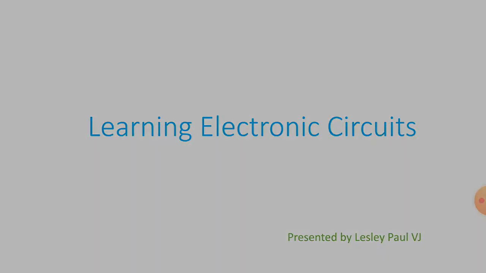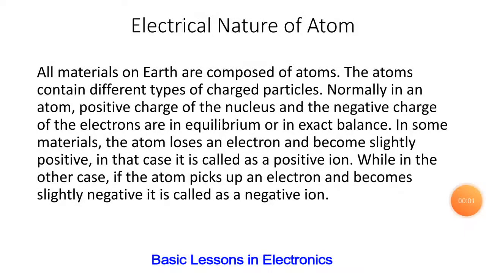Let's go. Electrical nature of atom. All materials on earth are composed of atoms. The atoms contain different types of charged particles. Normally in an atom, the positive charge of the nucleus and the negative charge of the electrons are in equilibrium, or in exact balance. In some materials, the atom loses an electron and becomes slightly positive. In that case, it is called a positive ion. In the other case, if the atom picks up an electron and becomes slightly negative, it is called a negative ion.